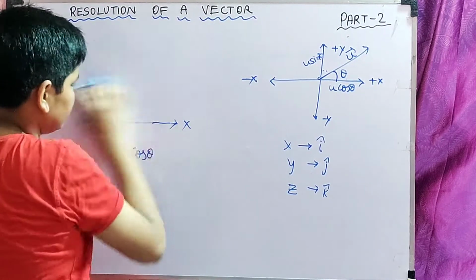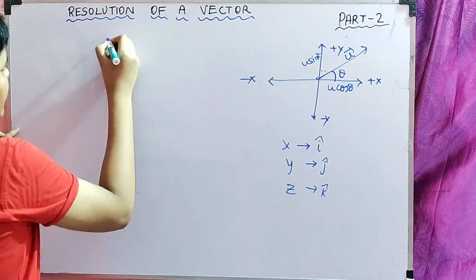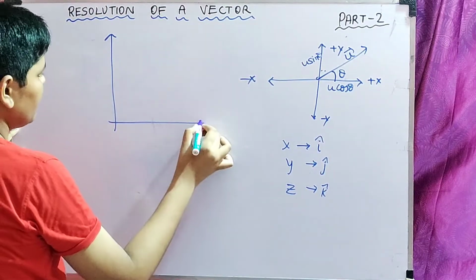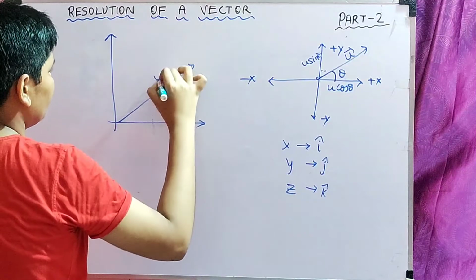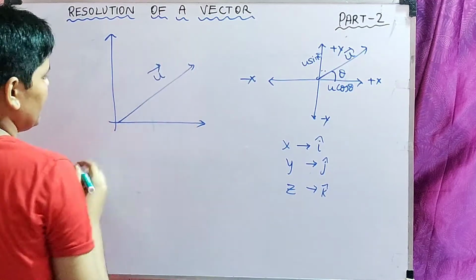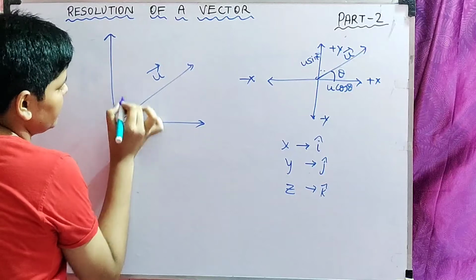Let us take another case. This is the same as that one. Here we have the vector u bar, but this time we are taking the theta here.